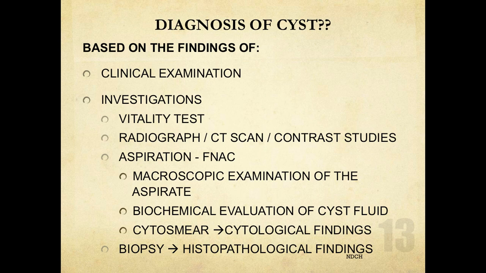Well, how do we come to a diagnosis of a cyst? It is all based on the findings of your clinical examination, followed by a list of investigations, starting from the vitality test, the radiograph, the aspiration, the biochemical evaluation of the aspirate, the macroscopic examination of the aspirate, or you can even do a cytosmear of the aspirate and record the cytological findings. The final diagnosis comes from the histopathological findings, which is recorded after performing a biopsy.